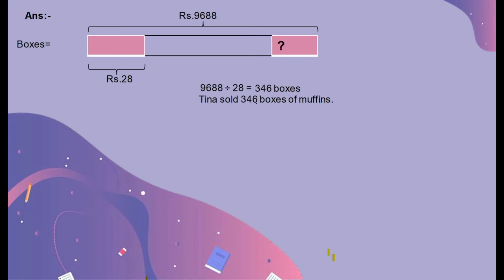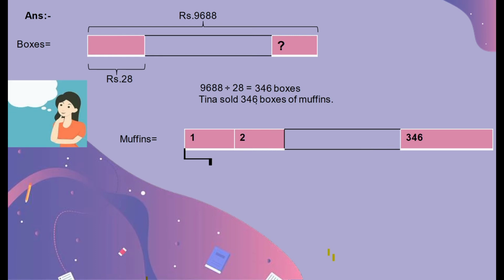So Tina sold 346 boxes of muffins. Now, what about the muffins? You got 346 boxes, and what is 14? Can you tell me what 14 is? 14 is the number of muffins in each box. It means that in one box there are 14 muffins, and in the second box there are also 14 muffins.